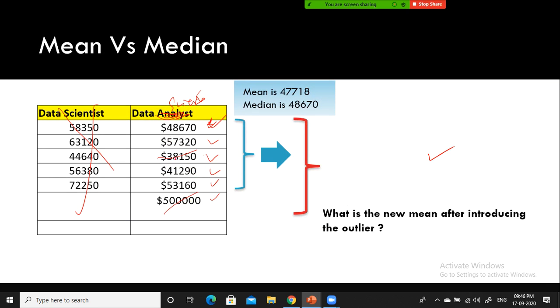What is the next minimum value in this one? 41,000. You cancel this. And what is the next maximum value in this data set? 57. You cancel it. And you are left with only 2 more data points, right? So you cannot cancel these two. If you cancel them, you will not have any. 53,160 plus 48,670, right? Something is wrong here. 48,670 and 53,160, right?